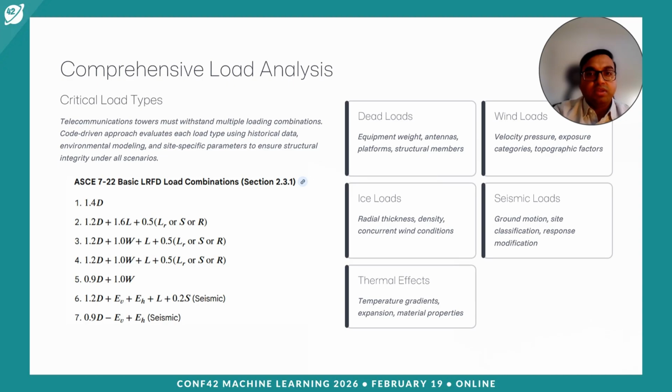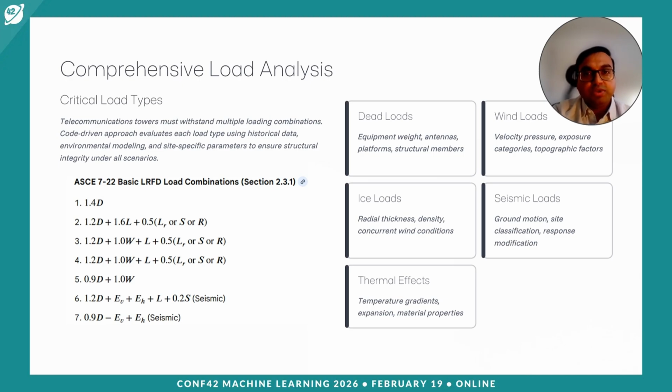Ice load is critical in certain climates. TIA 222 specifies radial ice thickness maps, and towers must be analyzed for ice weight plus concurrent reduced wind loads. Ice can dramatically increase the effective projected area of members and antennas. Seismic loads are evaluated based on site classification, mapped spectral acceleration, and the response modification factors for the tower type. While wind typically governs tower design, seismic loads can control foundation design in high seismic zones.